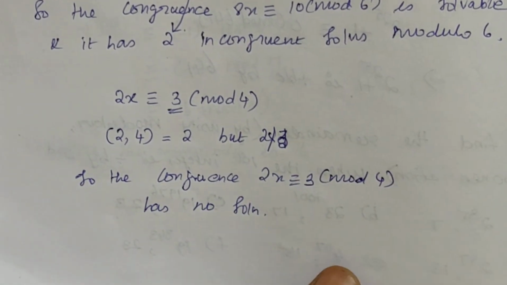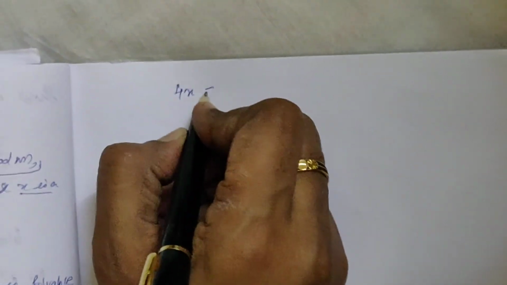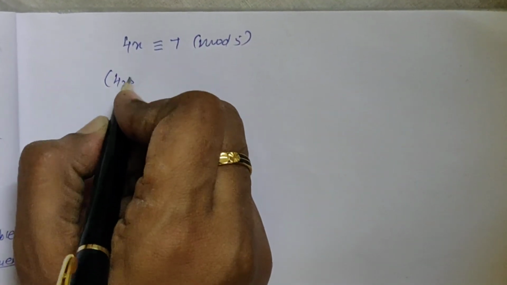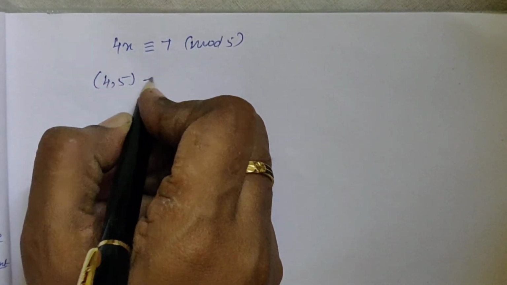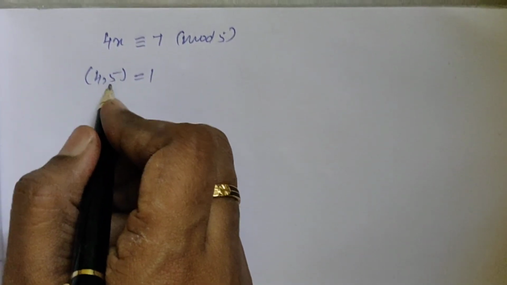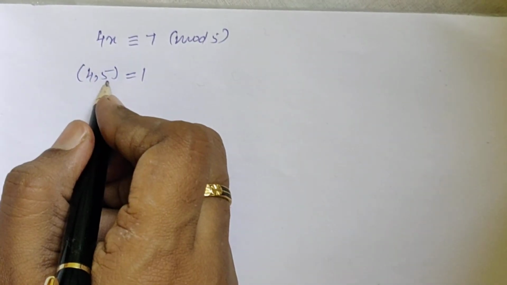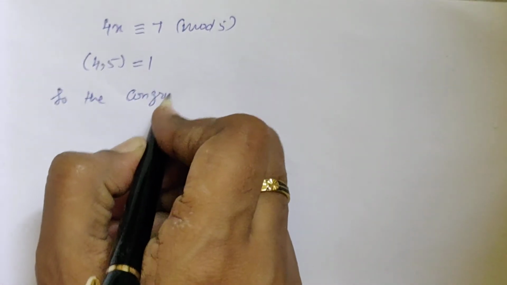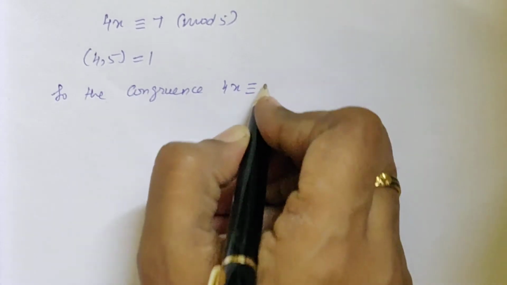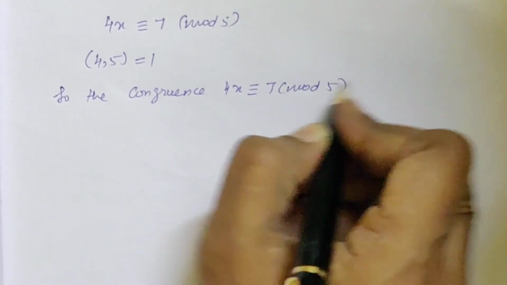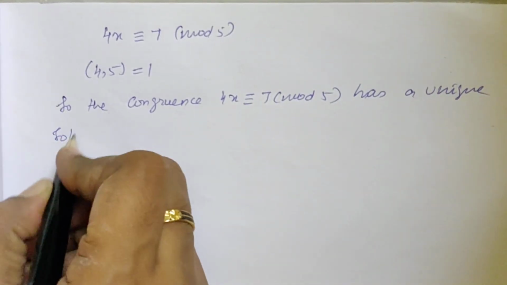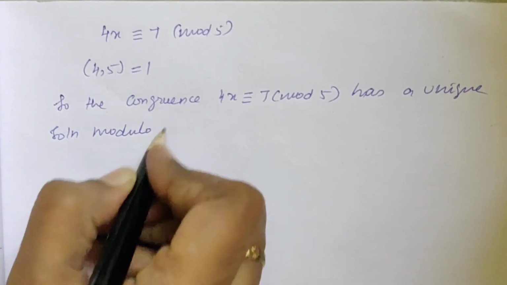Next, to find out the solution for the third linear congruence equation, 4x ≡ 7 mod 5, first find out the gcd value of 4 comma 5, which is equal to 1. There is no common divisor between 4 and 5 other than 1. So the linear congruence 4x ≡ 7 mod 5 has a unique solution modulo 5.